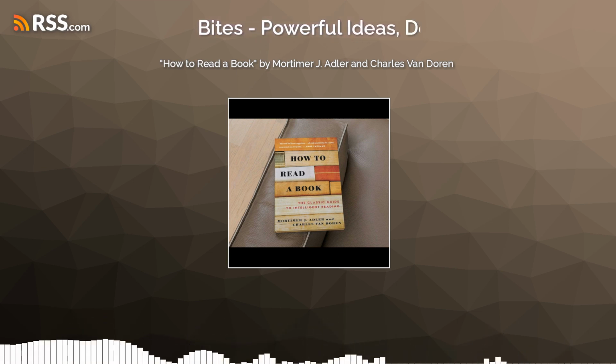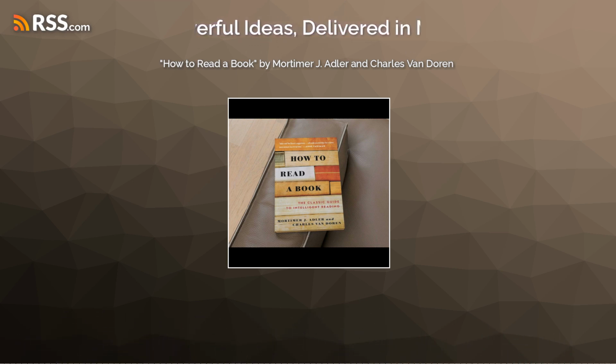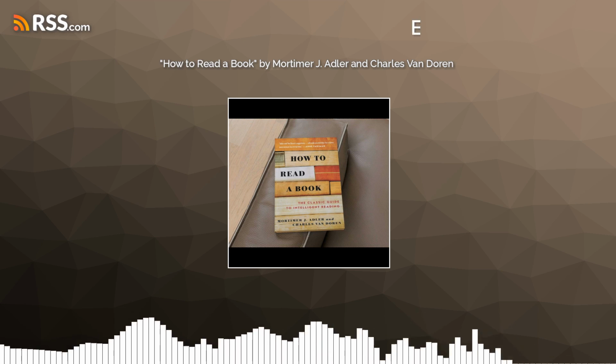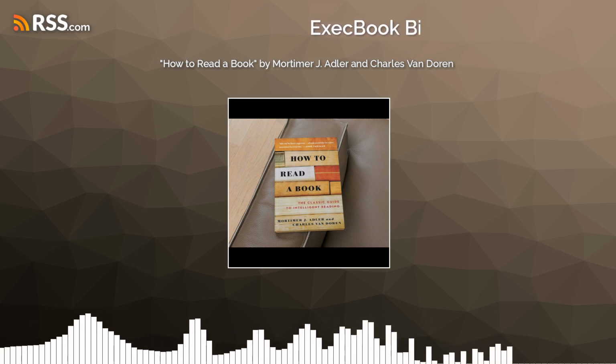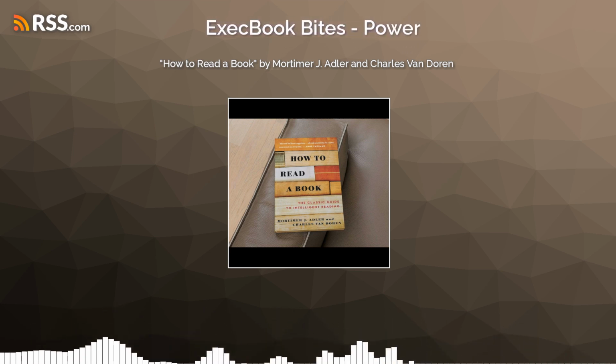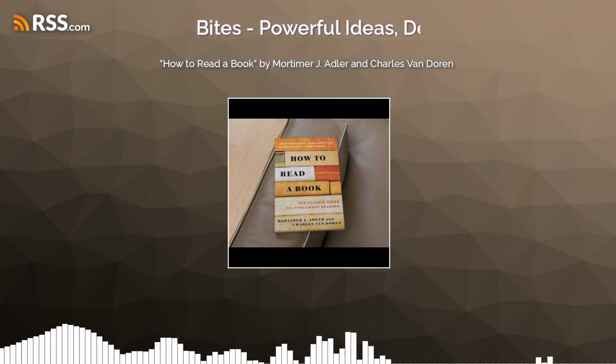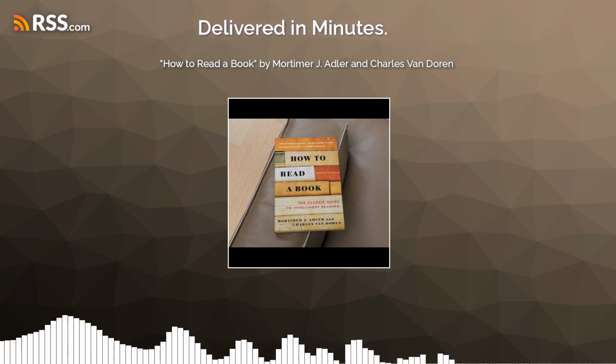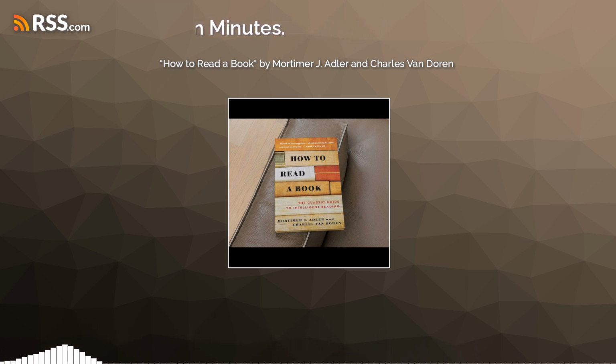Part 3. Approaches to different kinds of reading matter. Chapter 8. The fourth level of reading, syntopical reading. Syntopical reading is introduced as the highest level, where readers synthesize perspectives from multiple works on the same subject. This process involves comparing and contrasting different viewpoints to form a holistic understanding.